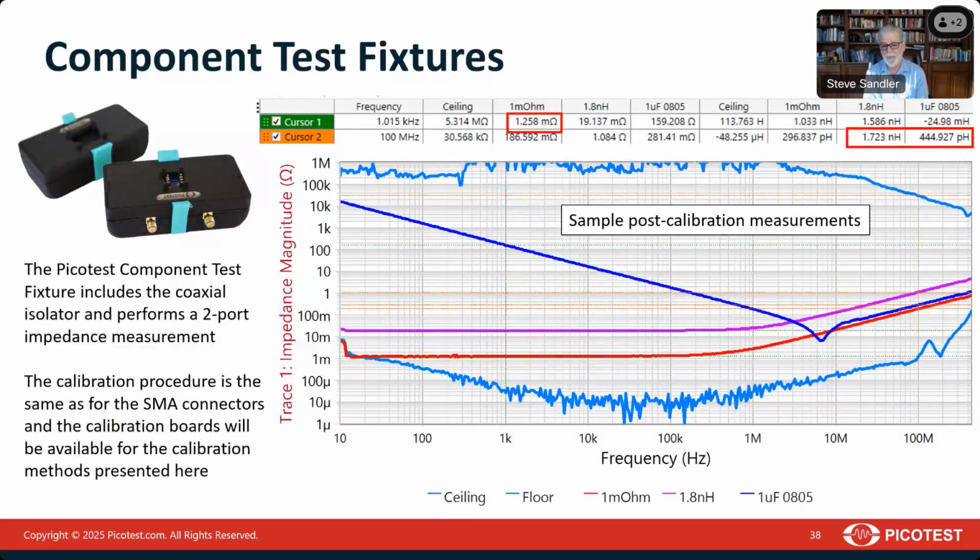Component test fixtures are similar. You can see here, our own component test fixture. You can see our impedance ceiling is up around almost a mega ohm, a couple 100,000 ohms. But note that we talked so much about phase accuracy and how important the phase is.